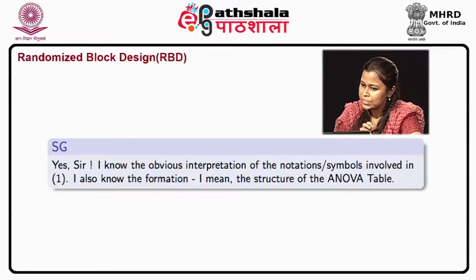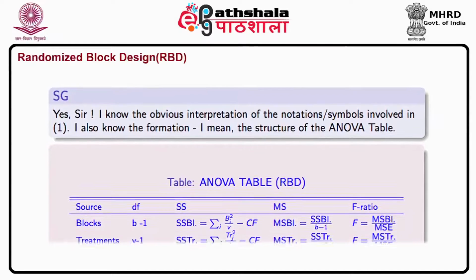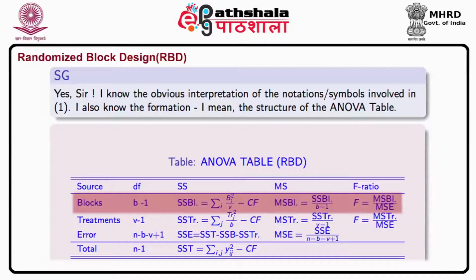Yes, sir. I know the obvious interpretation of the notations or symbols involved. I also know the structure of the ANOVA model, in which we have three sources of variation. One is for blocks, another is for the treatments, and the last one is for the errors. The degrees of freedom corresponding to the blocks are b minus 1. SS, that is sum of squares for the blocks, is equal to the sum over i of B_i squared by v minus the correction factor, that is CF. And the MS of block is equal to SS block divided by b minus 1. So the F ratio is F equal to MS block by MSE.